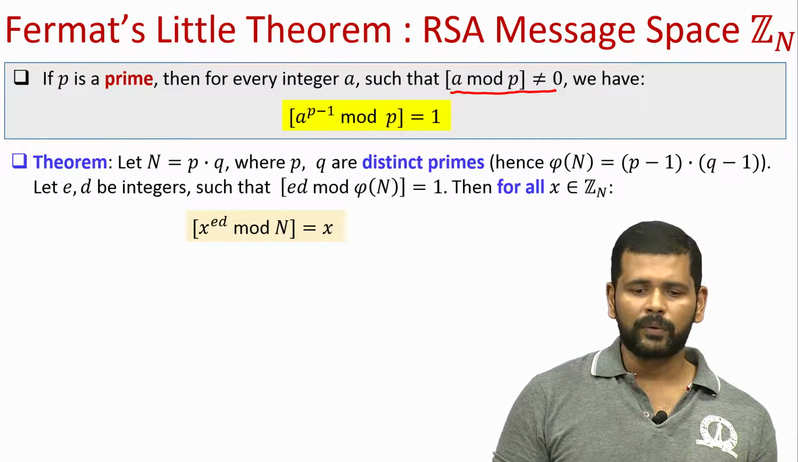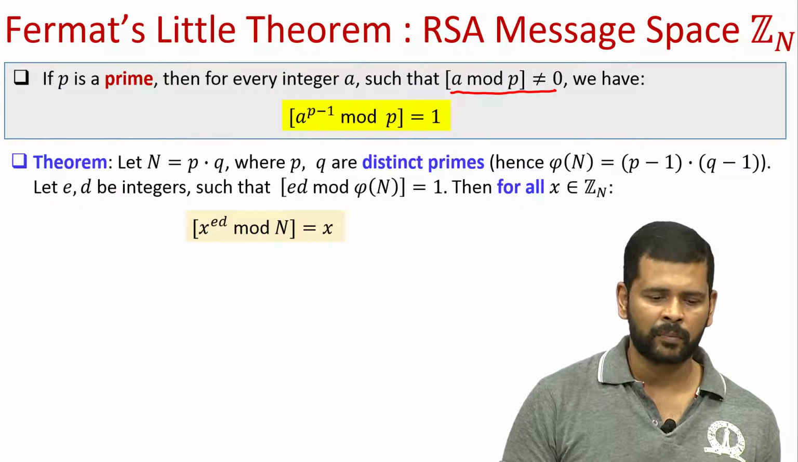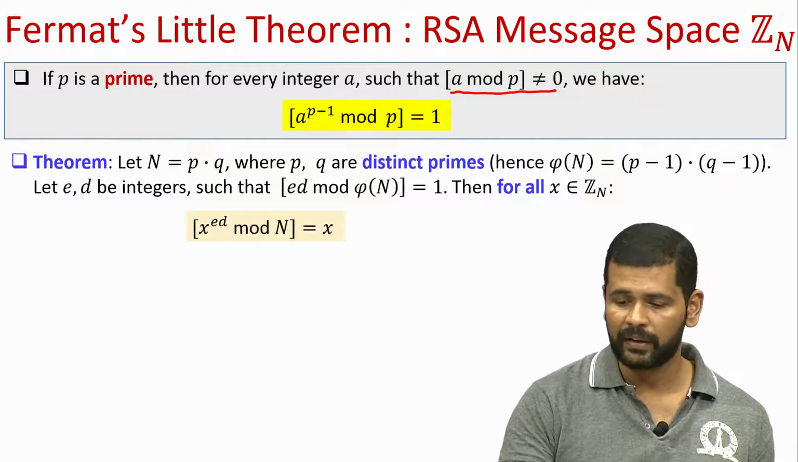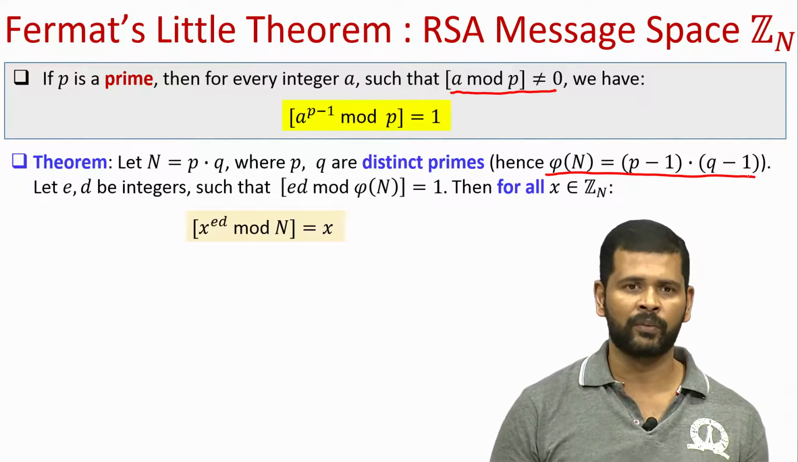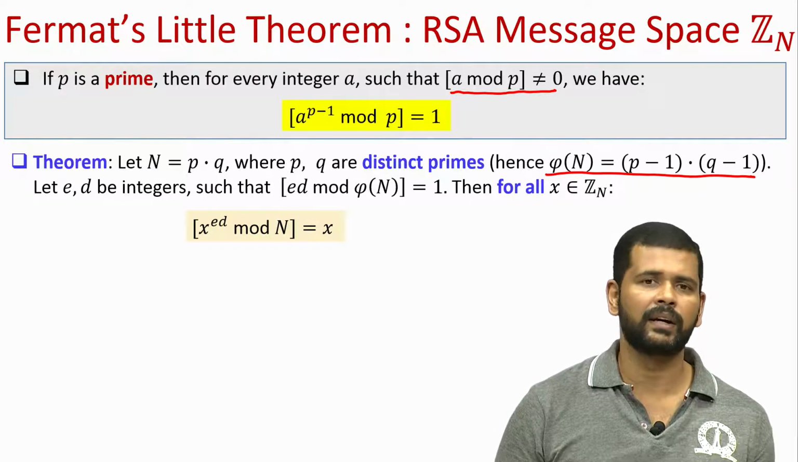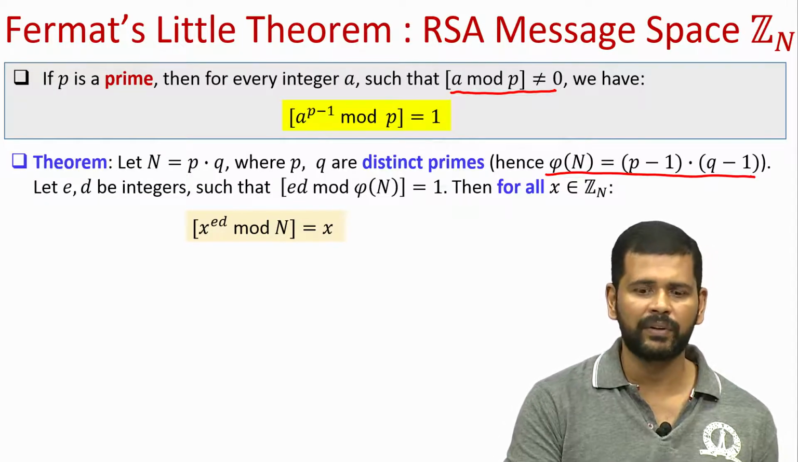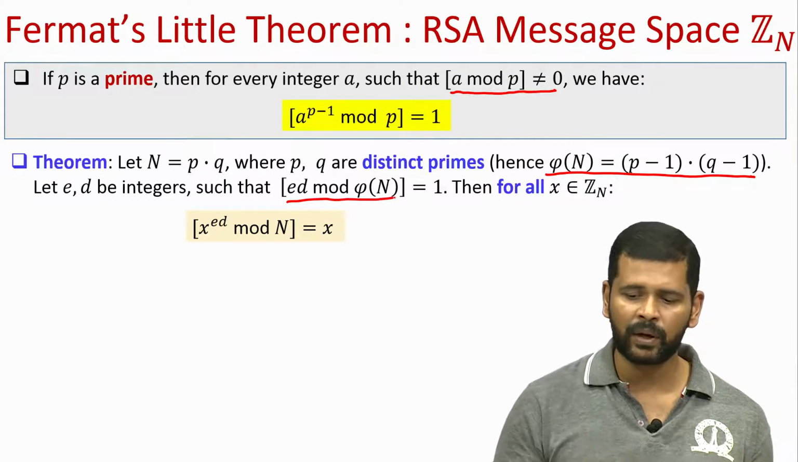Now, what we are going to prove using this Fermat's little theorem is that, imagine you have a modulus big N which is the product of two distinct primes p and q. That means your phi of n is nothing but the product of p minus 1 and q minus 1, and say you have two integers e, d such that e and d are multiplicative inverses of each other modulo phi of n. That means e d modulo phi of n is 1.